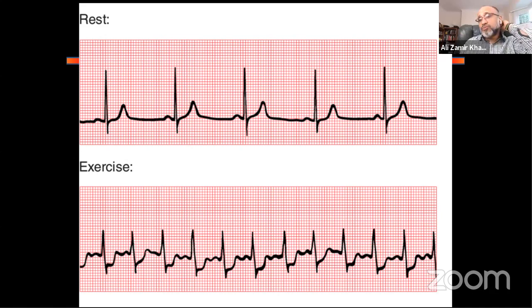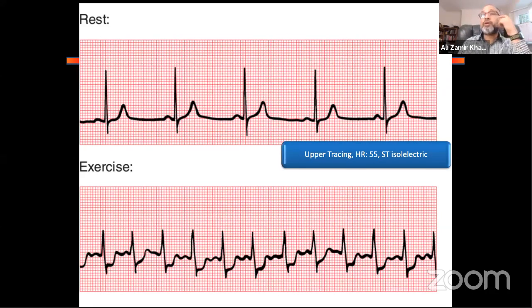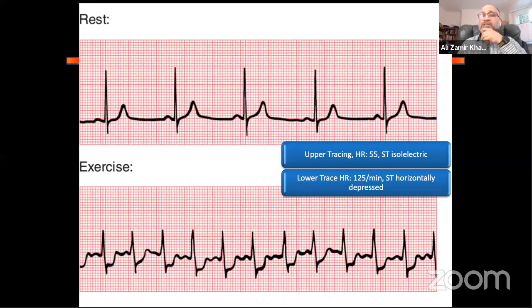Okay, anybody wants to take it, or I'm happy to go through it. So the upper tracing is showing a heart rate of 55. The ST is isoelectric, correct? The lower tracing is after exercise. Can you see that? So this is normal at rest, and this is after exercise. So at rest, he was okay.